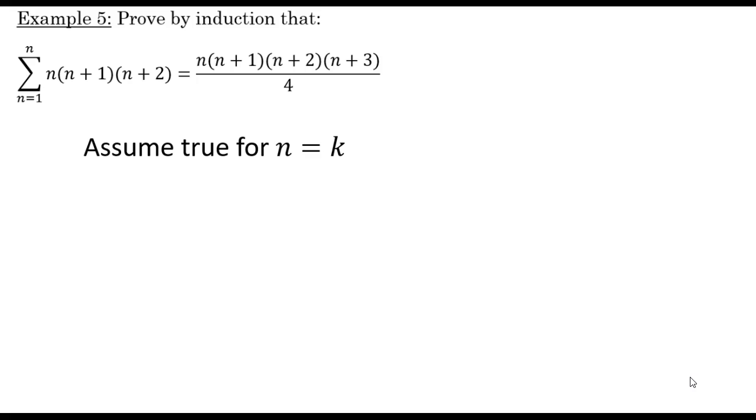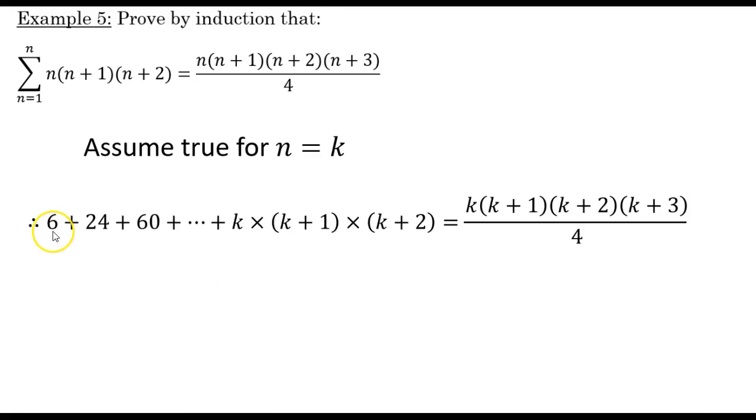Now we assume it's true for n equals k. That means the first term is 6. Second term, 2 times 3 times 4. Third term, 3 times 4 times 5. So on, up until k times k plus 1 times k plus 2. Remember, the sum of those k terms is equal to, substitute k into the right-hand side here.